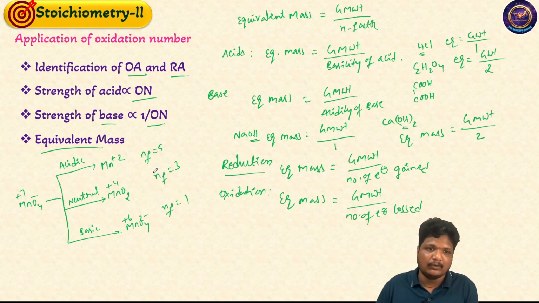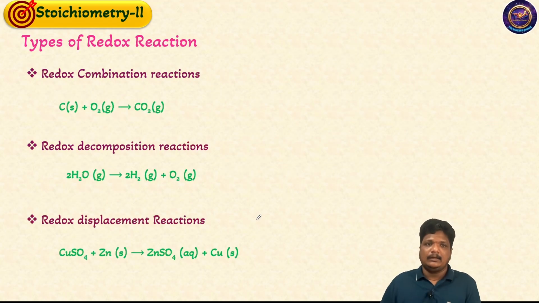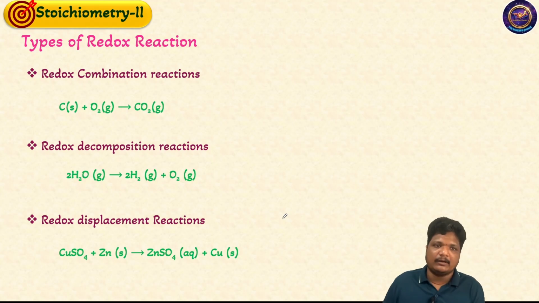So simple code to remember these n factors for the KMnO4. For KMnO4, basic medium 1, neutral medium 3, and acidic medium that is 5. So BNA135. Let us see types of redox reactions.